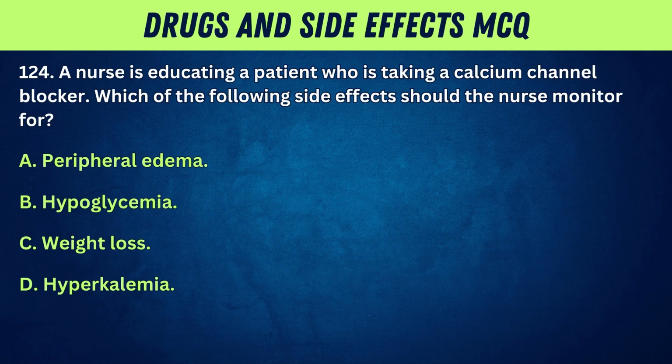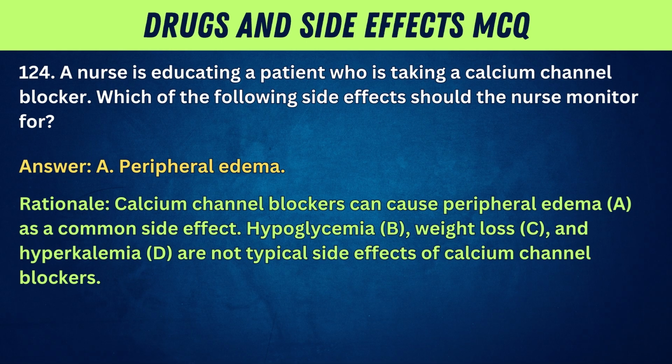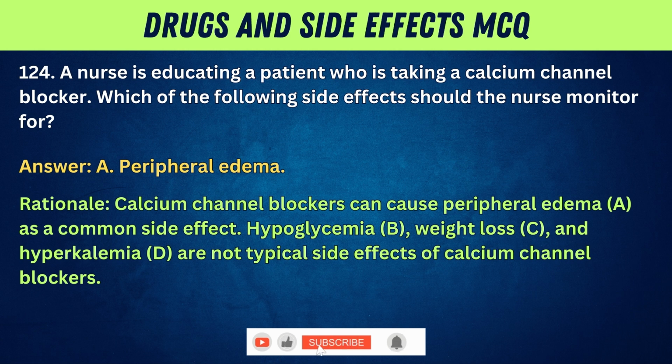124. A nurse is educating a patient who is taking a calcium channel blocker. Which of the following side effects should the nurse monitor for? A. Peripheral edema. B. Hypoglycemia. C. Weight loss. D. Hyperkalemia. Answer: A. Peripheral edema. Rationale: calcium channel blockers can cause peripheral edema, A, as a common side effect. Hypoglycemia, B, weight loss, C, and hyperkalemia, D, are not typical side effects of calcium channel blockers.